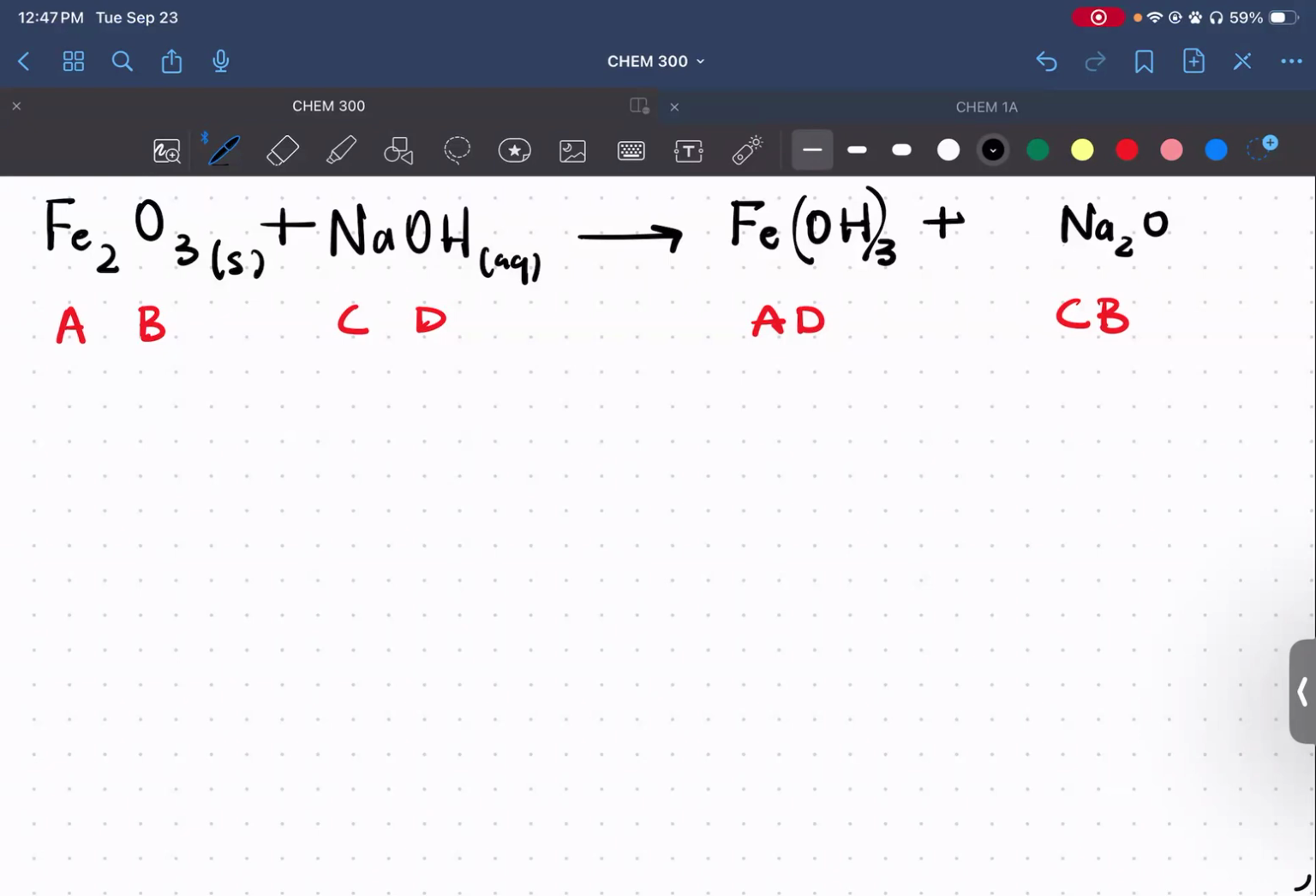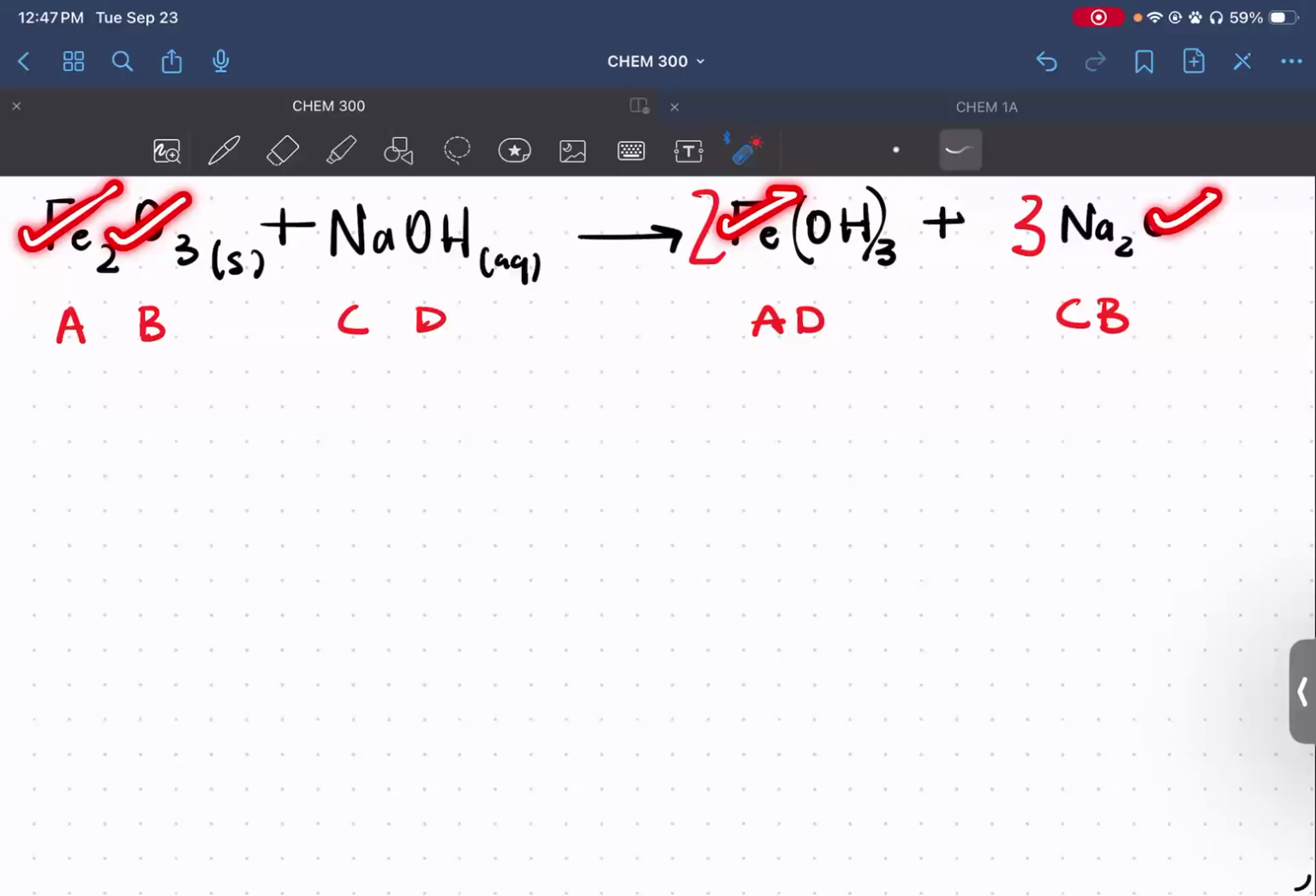Now we're going to balance. 2 irons on the left, 1 on the right. Easy fix. Just put a 2 right there. Iron is now balanced. 3 oxygens on the left, 1 oxygen on the right. Easy fix. Put a 3 in front. Iron is balanced. Oxygen is balanced. Then we have sodium. 1 sodium on the left, and in total, 6 sodiums on the right. To balance that, we'll just put a 6 in front of the NaOH.